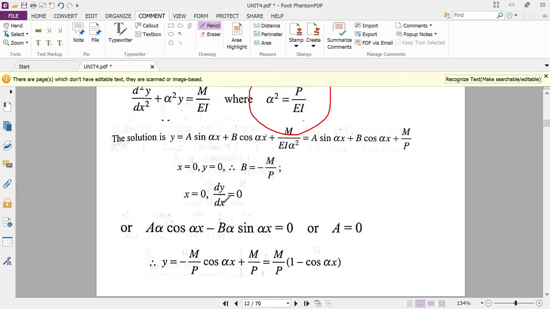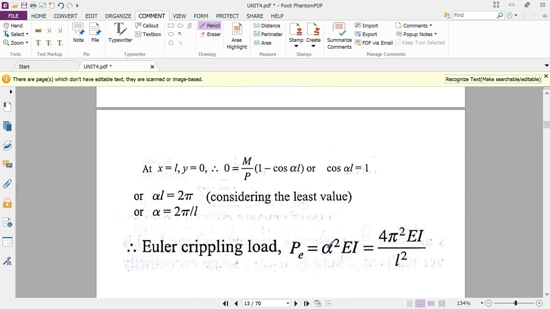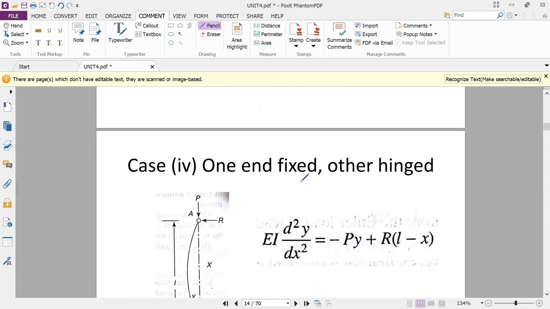When x equal to 0, dy by dx equal to 0, in that case a alpha cos alpha x minus b alpha sin alpha x is equal to 0, so a equal to 0. Therefore y is equal to minus m by p cos alpha x plus m by p, which is equal to m by p into 1 minus cos alpha x. This is the equation. So finally in that case also we will get the final answer as alpha equal to 2 pi by l. So Euler's crippling load becomes alpha square EI, that will be equal to 4 pi square EI by l square. So this is the third condition.